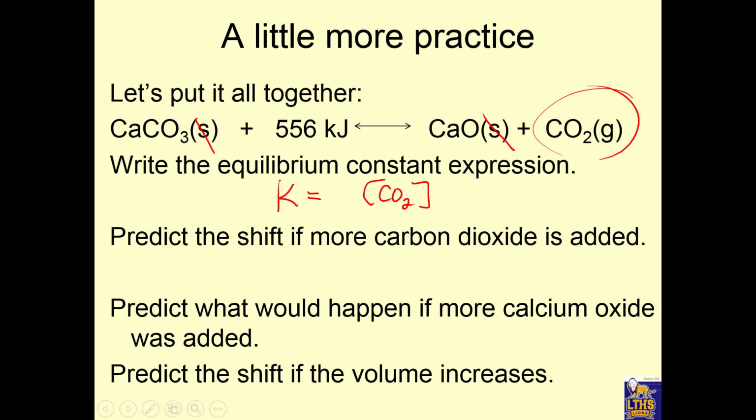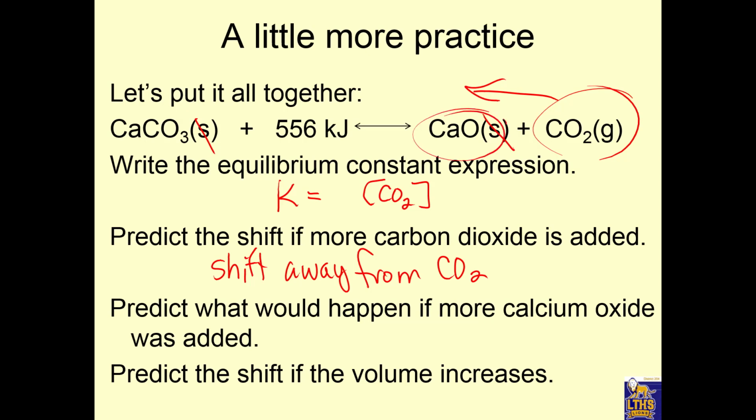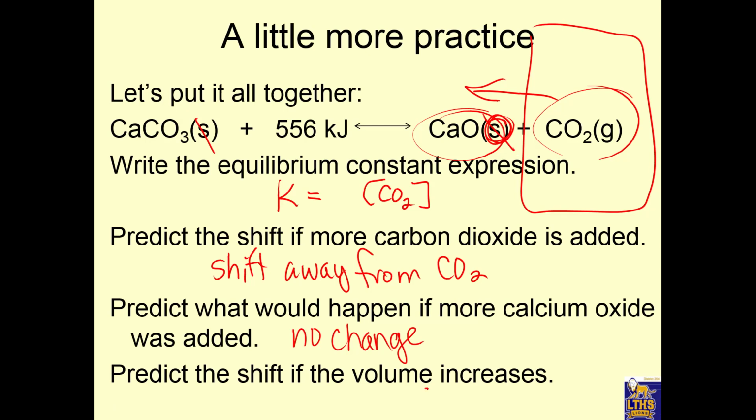Predict the shift if more carbon dioxide is added. We add more of this, so it's going to shift away from CO2. Predict what happens if we add more calcium oxide. Here's calcium oxide. If we add more of this, it's a solid, so no change. Predict the shift if the volume increases. Volume increases give us much more space, so it's going to shift toward CO2, giving it more space to spread out.